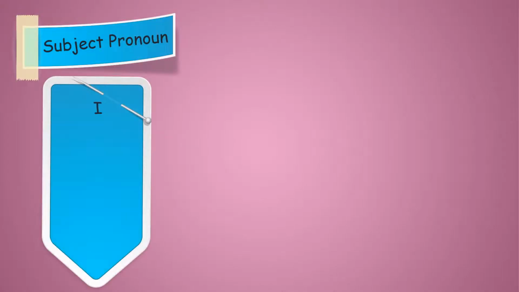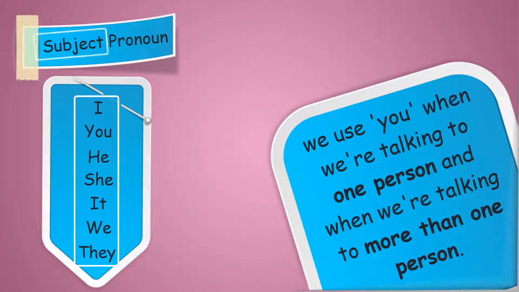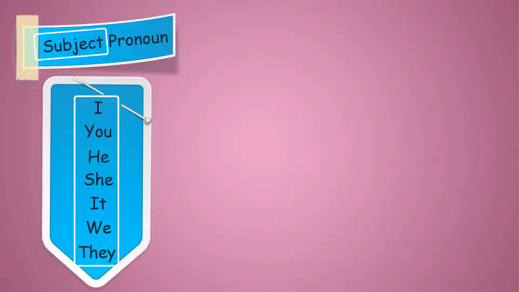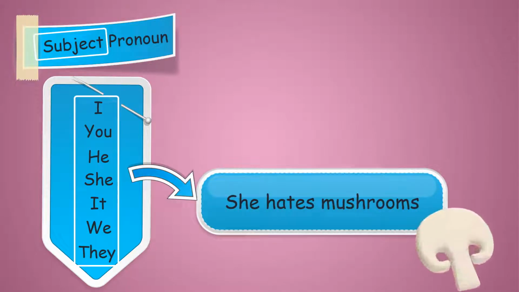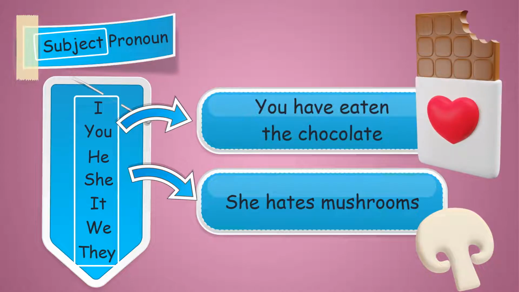The English subject pronouns are I, you, he, she, it, we, they. Of course, we use you when we are talking to one person and when we are talking to more than one person. We use these pronouns when they are the subject of a verb. She hates mushrooms. You have eaten the chocolate.